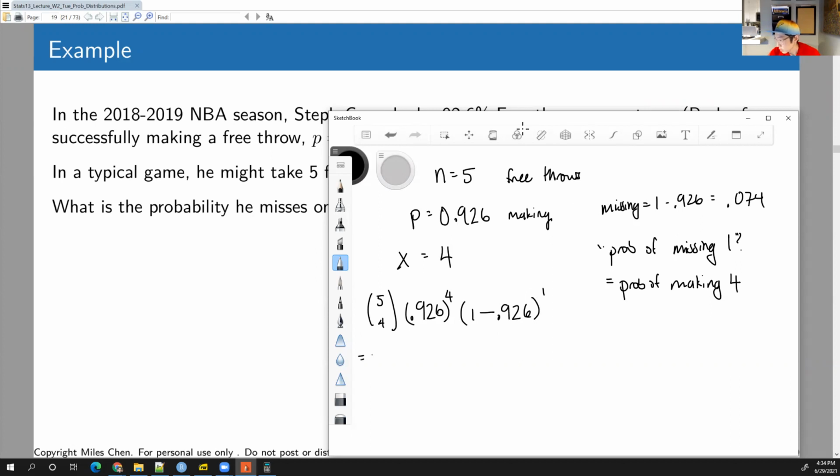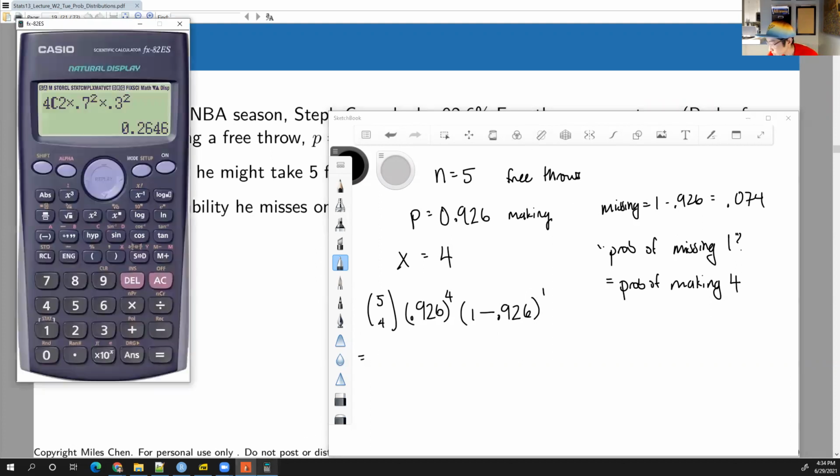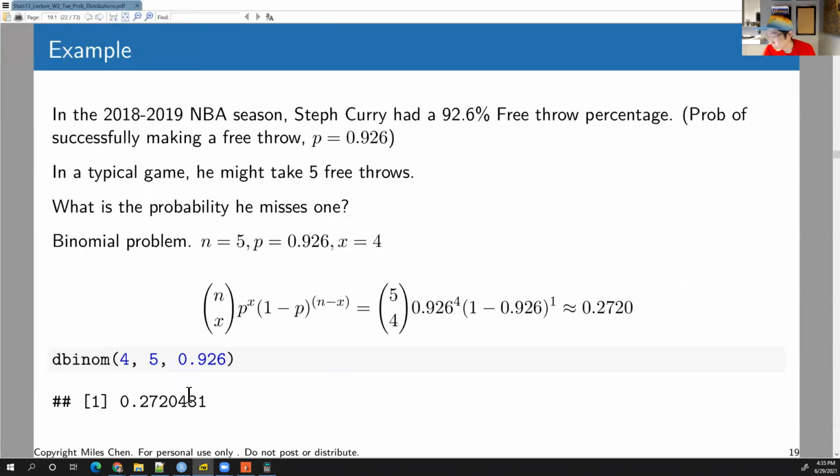So when I do this, what is this going to be? 5 choose 4 is just 5, but I'll go ahead and do this. 5 choose 4 times 0.926 raised to the 4th power times 1 minus 0.926, which is just 0.074. We're going to raise that to the 1 power. I'm not going to bother doing that. And so I get 0.272, 0.27205, I guess.